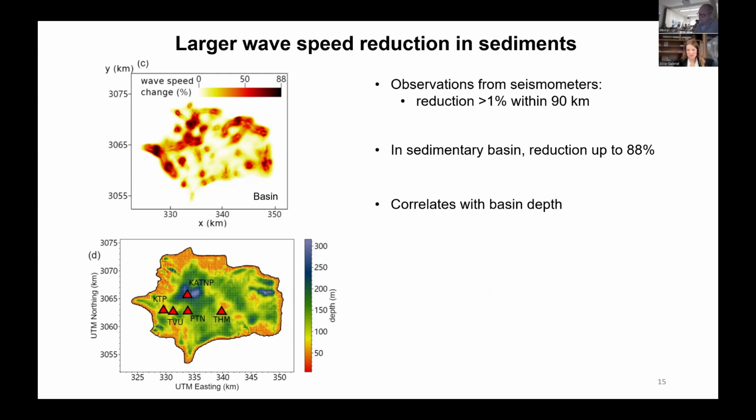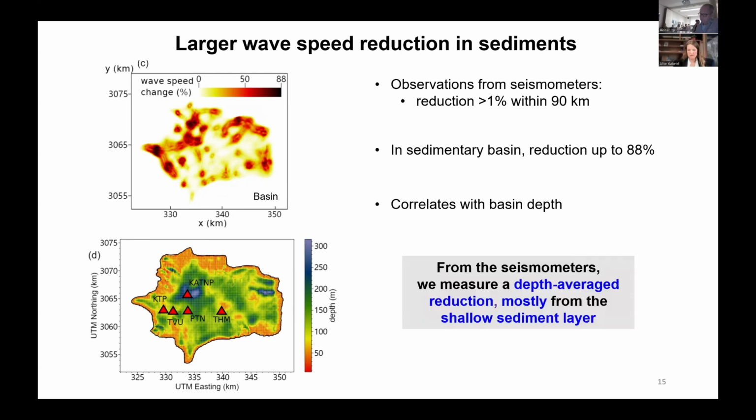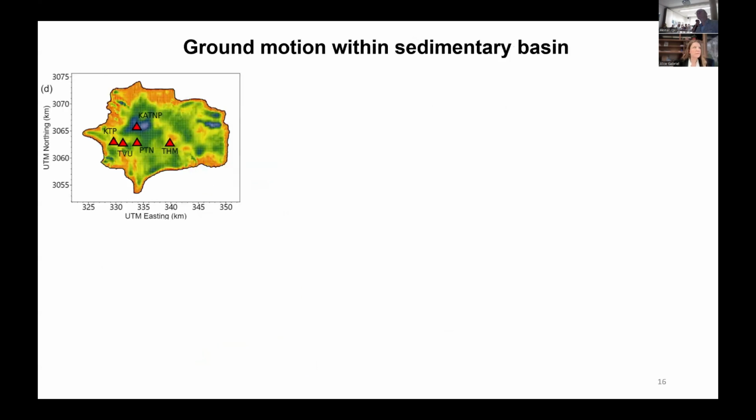So with these results, we propose a hypothesis that the measurement from the seismometers is probably a depth average reduction, and this reduction is mostly contributed by the shallow sedimentary layer. So far, we see strong nonlinearities in the basin, and we are interested in seeing its impact on the ground motions. That I'm not going to show you here.